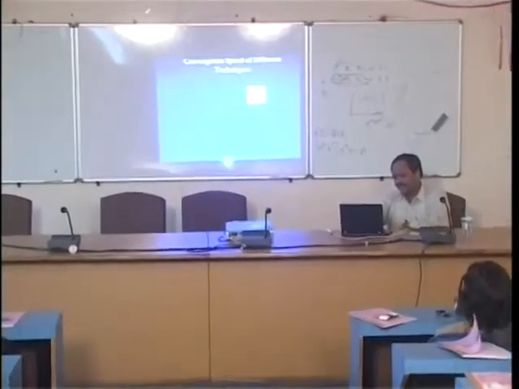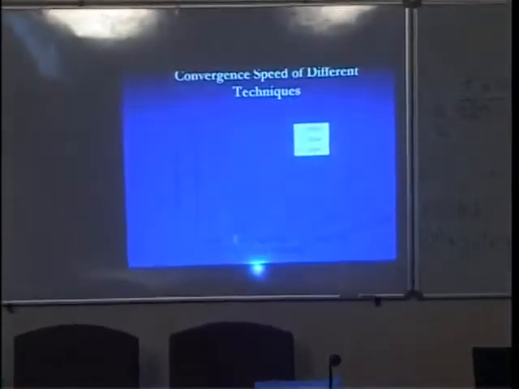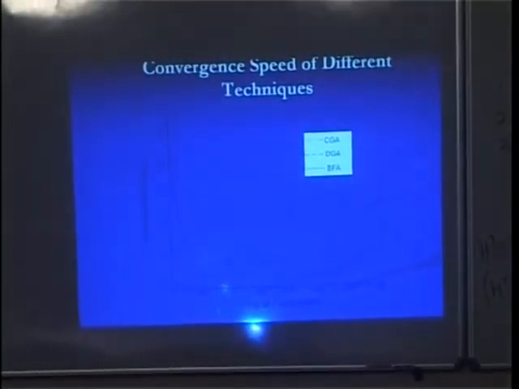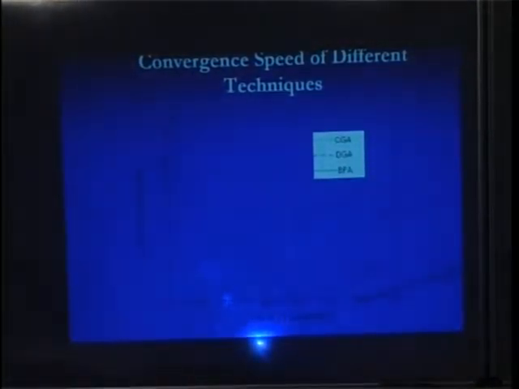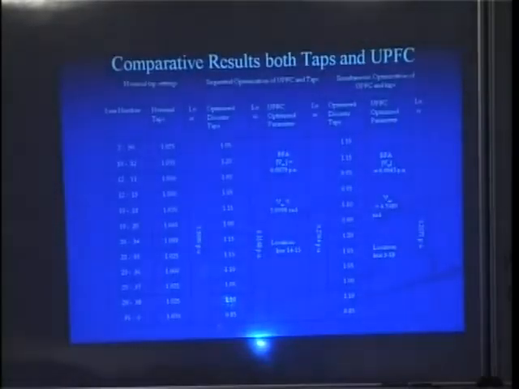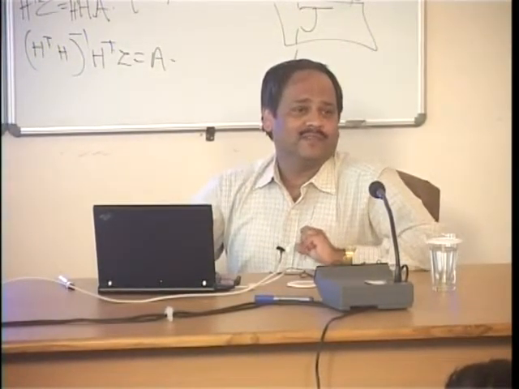So these are some of the comparisons. CGA means conventional GA, which we generally consider. DGA is differential GA, and FBA is bacteria foraging algorithm. Okay. So this is all about my bacteria foraging discussion. If you have any doubt, ask.